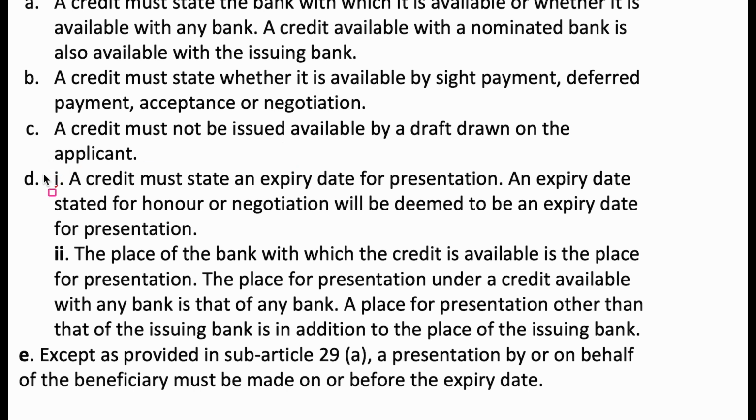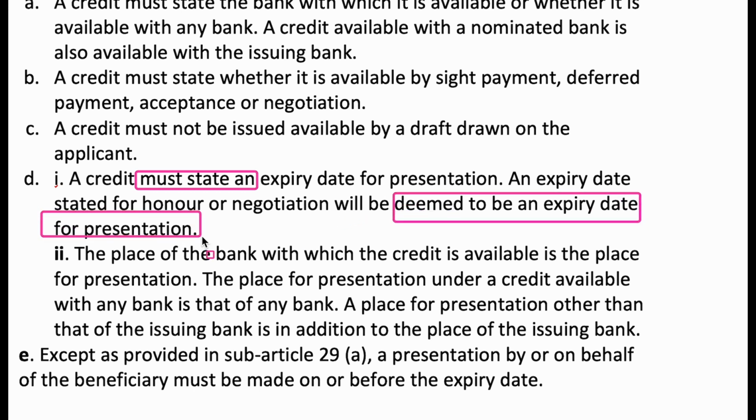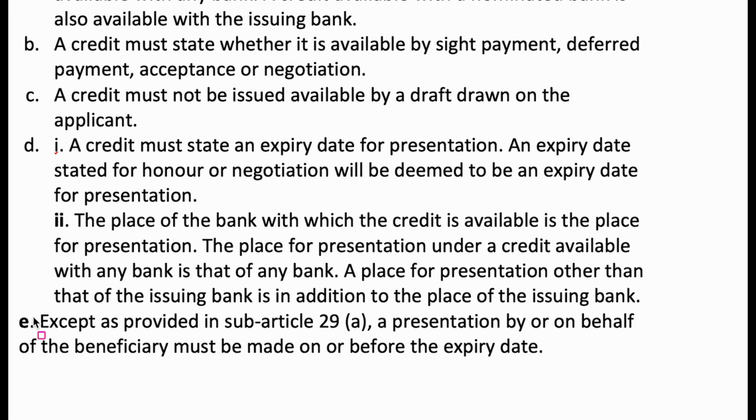Next, Article 6D1. A credit must state an expiry date for presentation. An expiry date stated for honor or negotiation will be deemed to be an expiry date for presentation. Here, the credit must state the expiry date for presentation. If it is not mentioned, then an expiry date mentioned for honor or negotiation will be considered as an expiry date for presentation, right? Next, Article 6E.